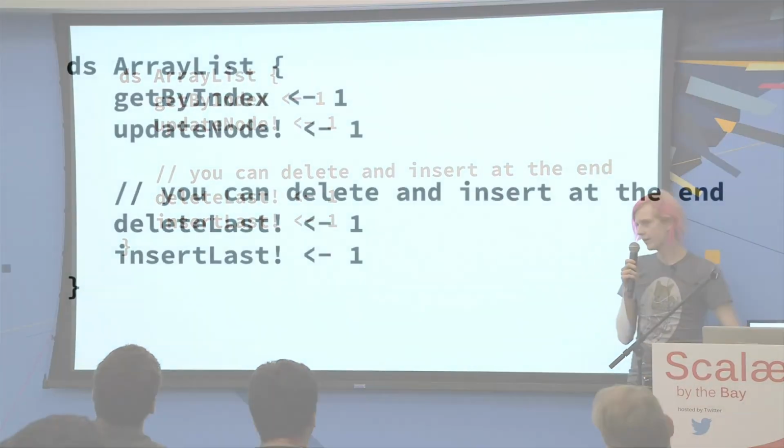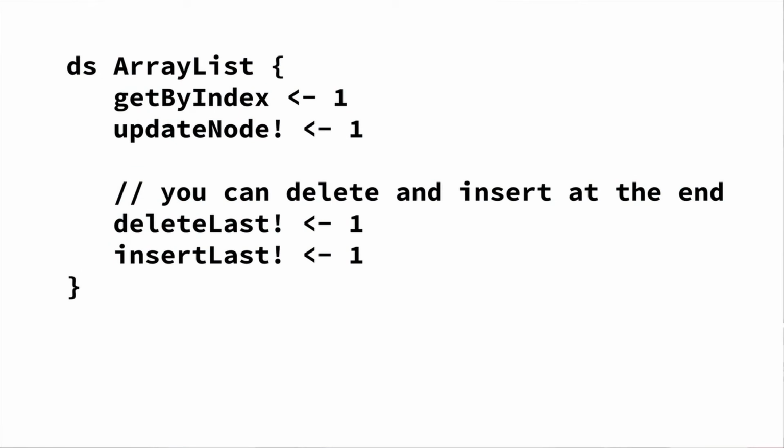Okay, so let's do an array list. Here's a more complete implementation of what an array list gives you. It has get by index. It has update node, which is the method which, given a node which we got by its index probably, we can change its value. And we have delete last and insert last at the end. Does that make sense? Okay.